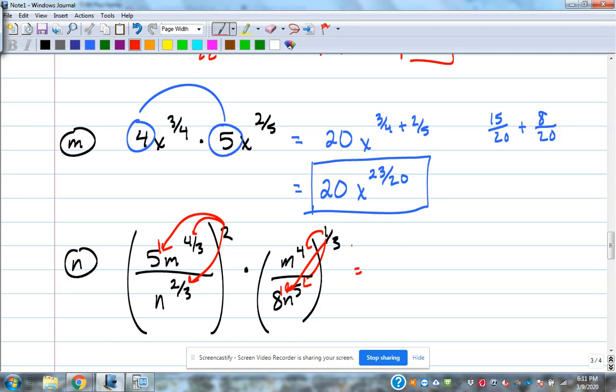So I'm working out this first fraction. It's going to be 5 to the 2nd power, m to the 8 over 3, over n to the 4 over 3. The second fraction is going to be m to the 4 over 3, 8 to the 1/3, and n to the 5 over 3.